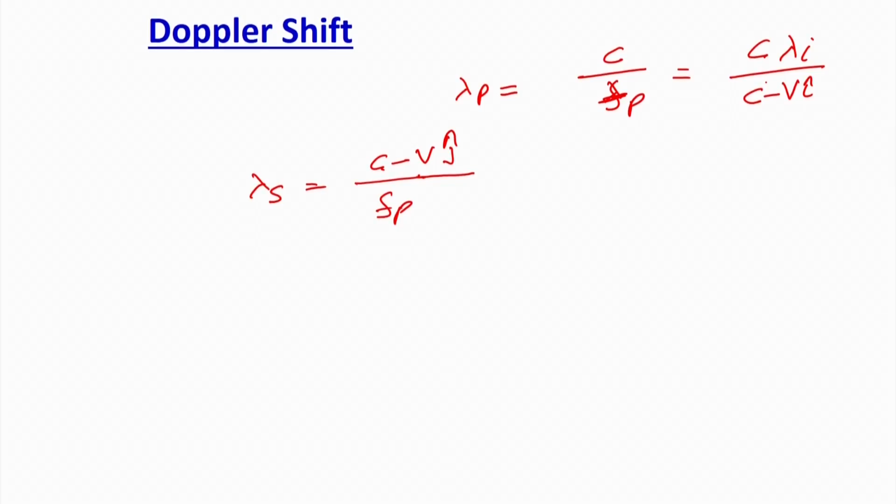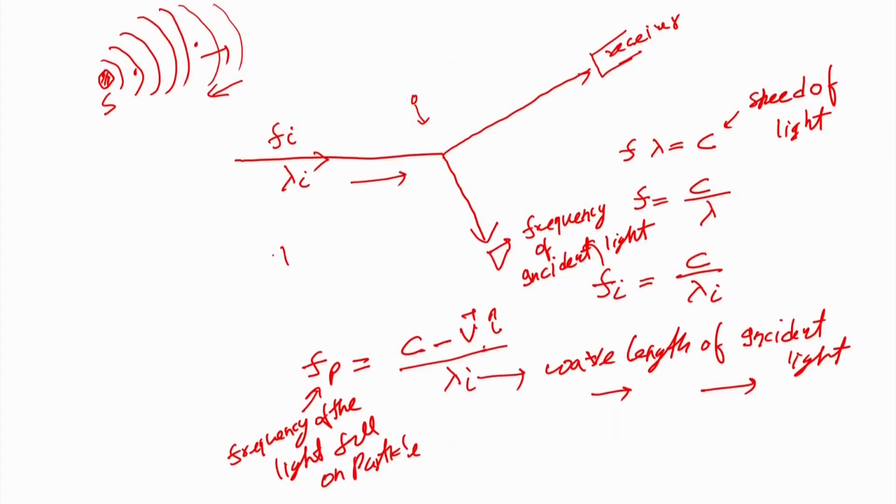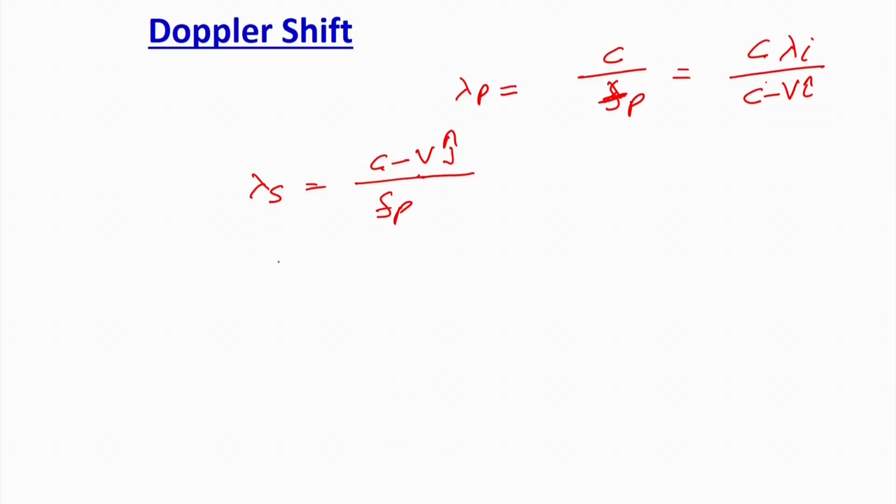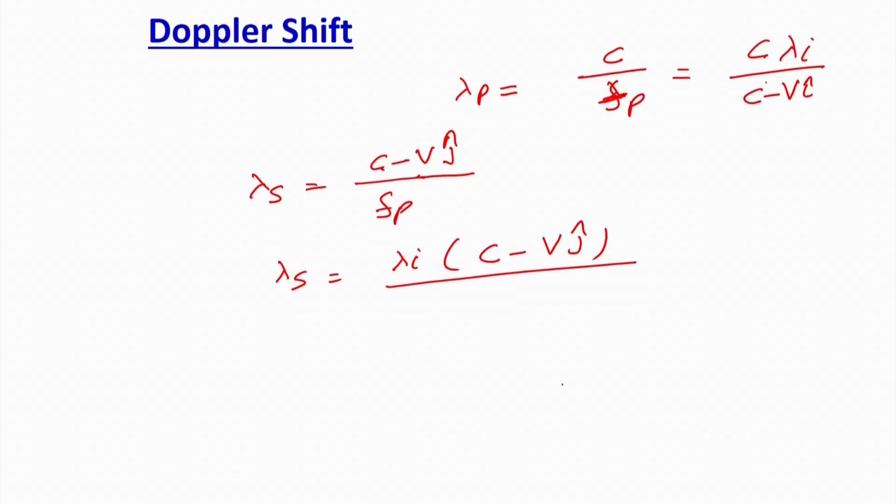So, now we have that lambda s will be equal to C minus v of j upon F p. Now, F p we can replace again with the value we have calculated: F p is nothing but C minus v I upon lambda s. So, lambda s will be equal to lambda I into C minus v into j upon C minus v into I, where I and j are the unit vectors which show the direction.